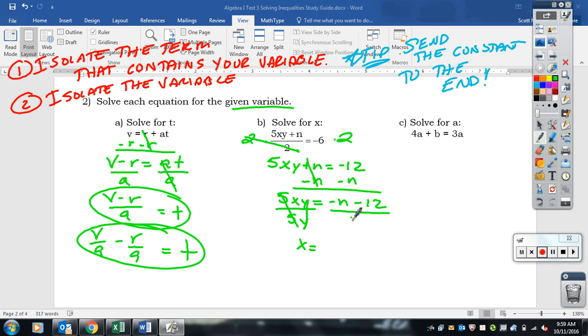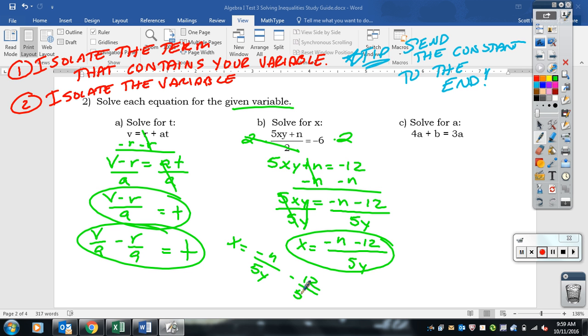I'll divide the whole thing by 5y, similar to what I did over here, since it's all kind of variables and kind of nasty anyway. Negative n minus 12, all over 5y. If you were to have written x equals negative n over 5y minus 12 over 5y, I personally likely would have accepted that as an answer.